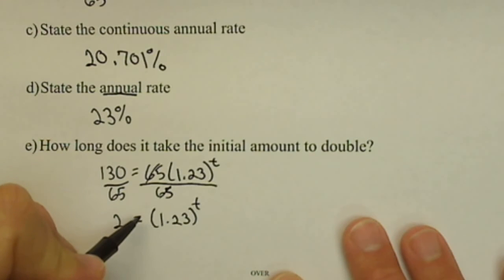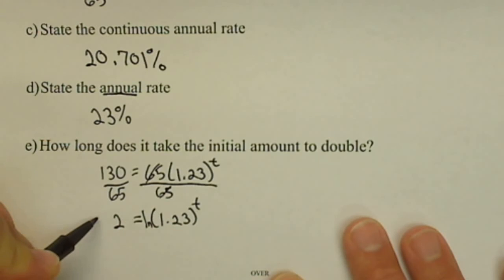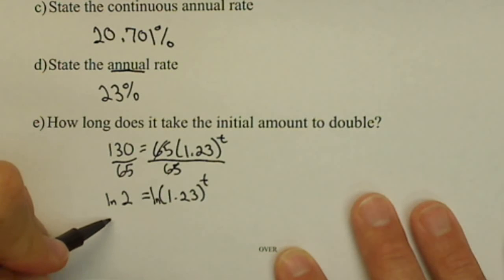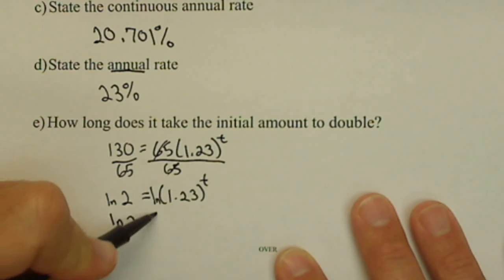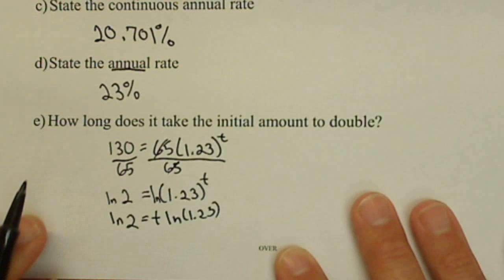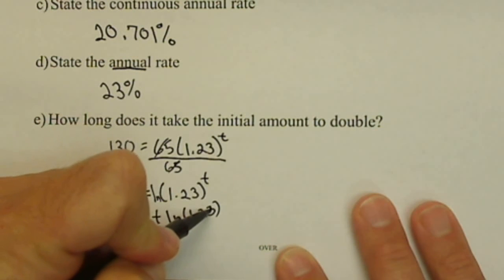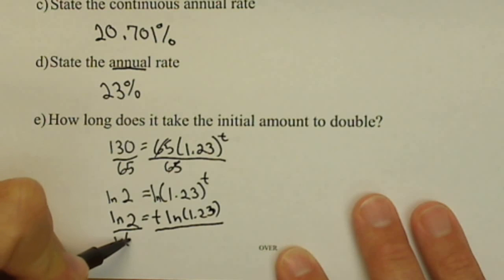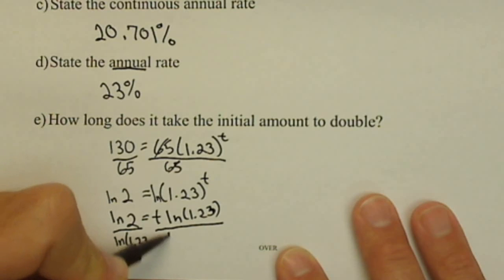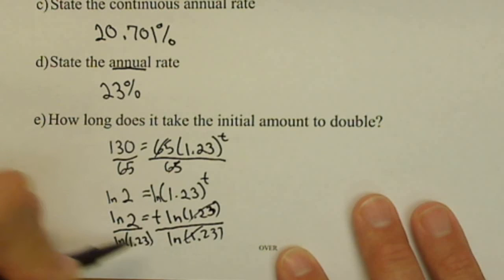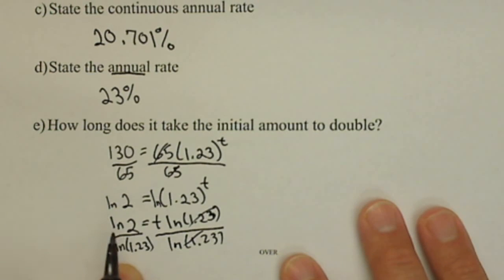So for this one, I like taking log of both sides. I'm just going to use a natural log. That allows me to pull the t out front. So I get ln of 2 equals t ln of 1.23. And then we'll divide both sides by ln of 1.23. Cancel that out over there. There's our exact answer for t.